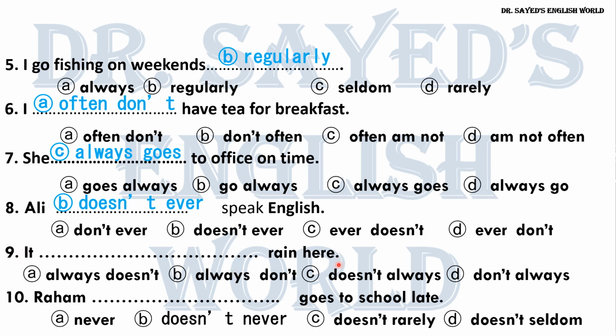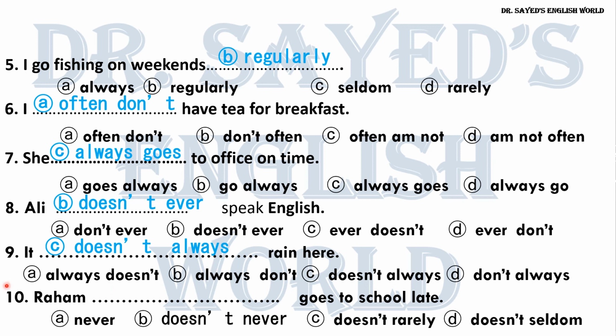Number 9. It rain here. Always doesn't, always don't, doesn't always, don't always. And the right answer is doesn't always, because always comes after the negative verb. So we say doesn't always, not always doesn't.